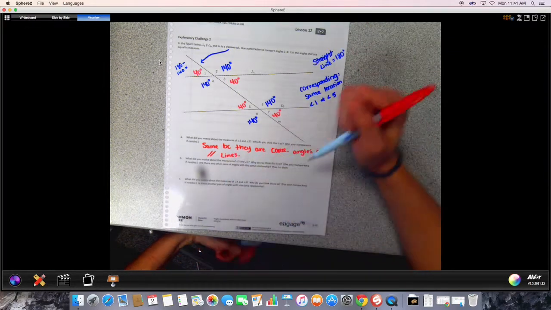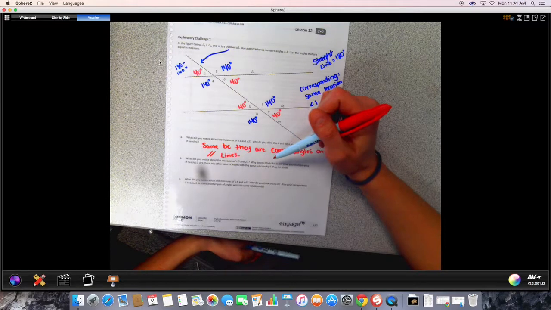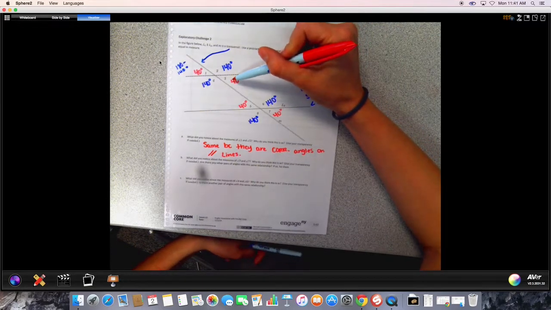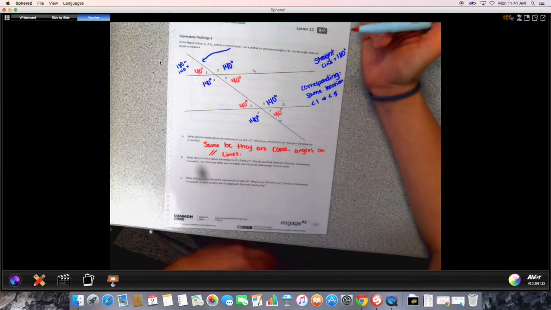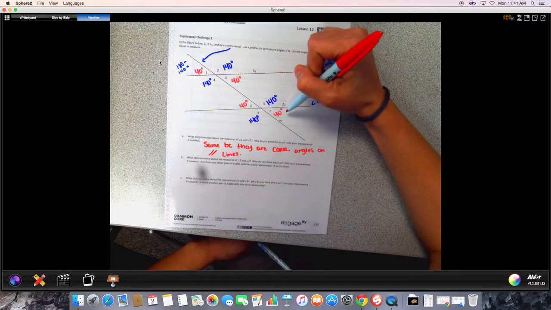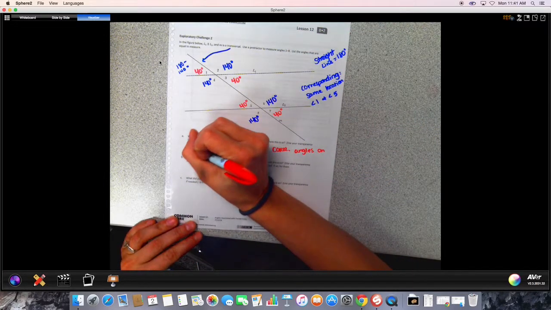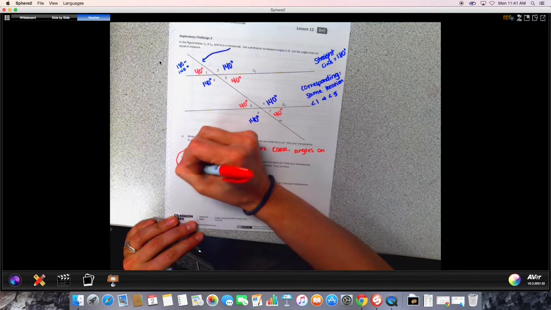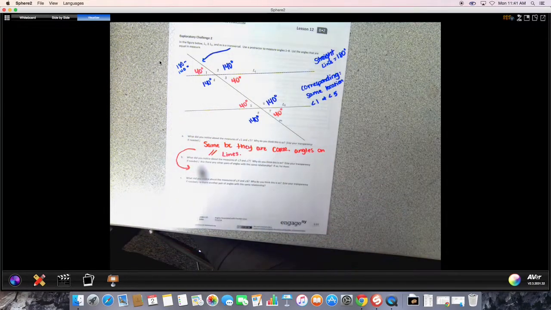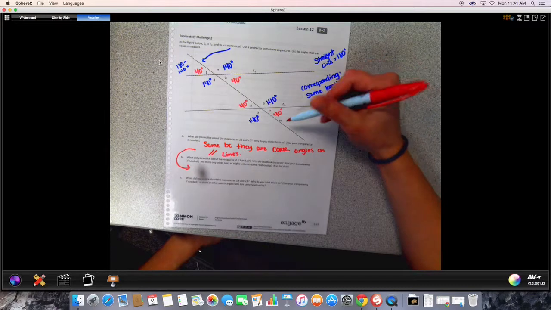What did you notice about the measures of angles 3 and 7? Here's 3, here's 7. Those are also corresponding angles, and they're also the same measure. So instead of rewriting that, we're just going to draw an arrow in the interest of time. It's actually the same exact reasoning. They're corresponding angles on parallel lines.